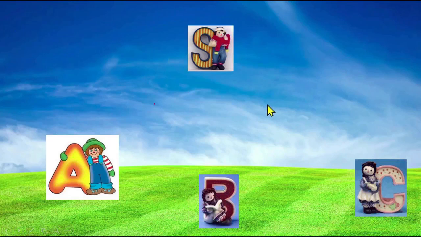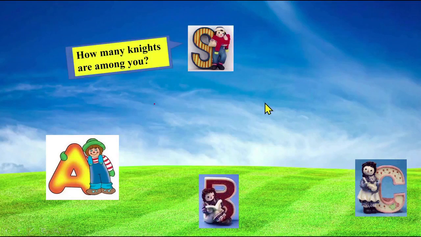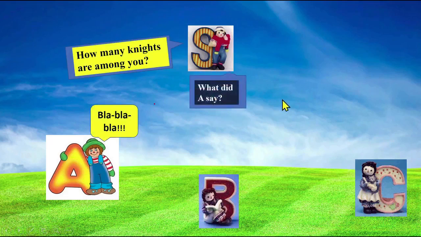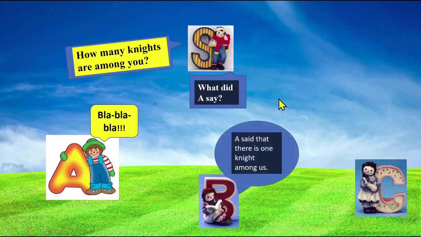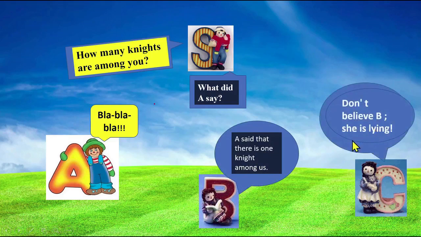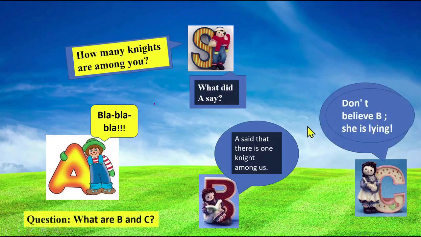Three of the inhabitants, A, B, and C, were standing together on the lawn. A stranger passed by and asked A, "How many knights are among you?" A replied, but the stranger didn't understand him. Then he asked B, "What did A say?" The answer of B was, "A said that there is one knight among us." At the same time, C added, "Don't believe B, she is lying." The question in the problem is, what are B and C?